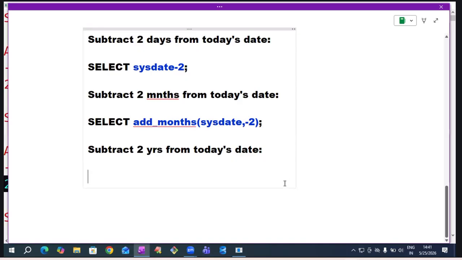Next, subtract 2 years. What we write? Select add_months of sysdate, comma, minus 2 into 12. 2 years ago means 2024 we get. 25th May 2024 we get.